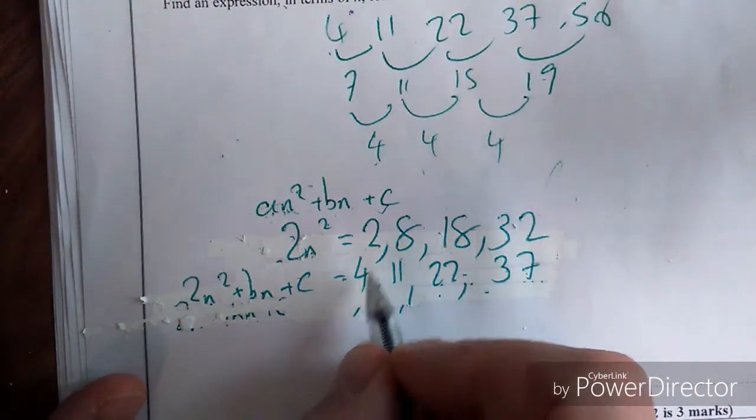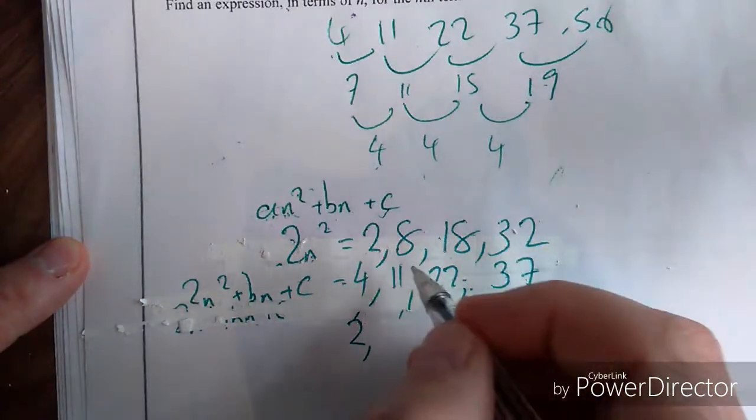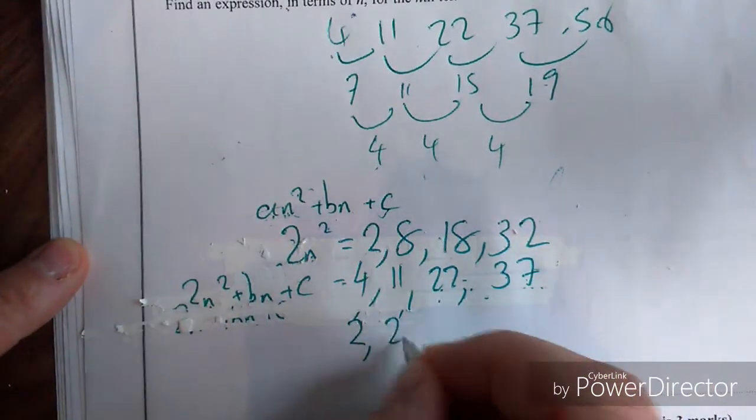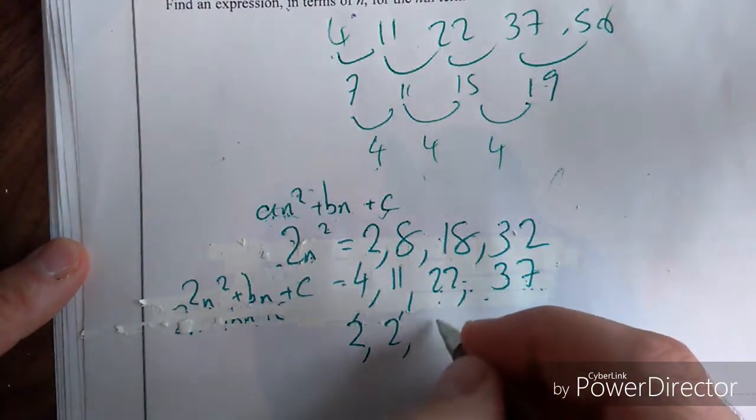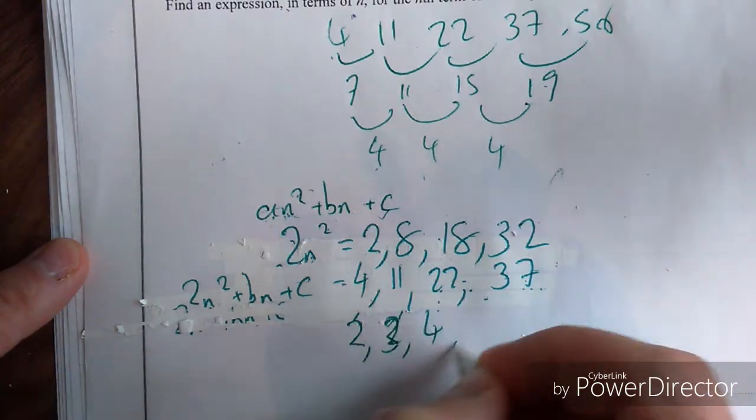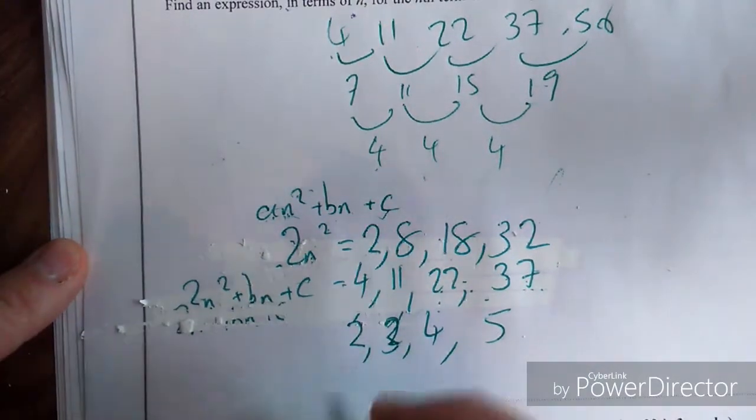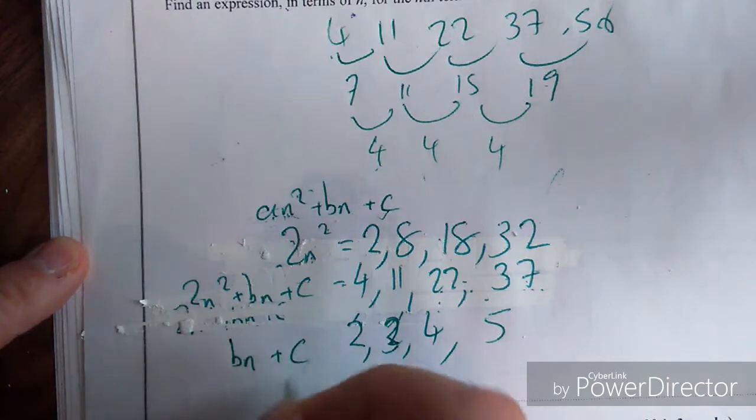So 4 minus 2 is 2. 11 minus 8 is 3. 22 minus 18 is 4. 37 minus 32 is 5. And if I do this, my 2n squared cancels out, so I'm left with bn plus c.